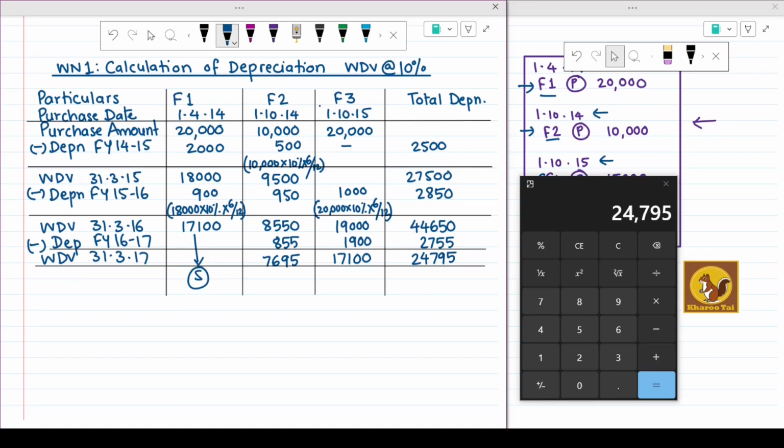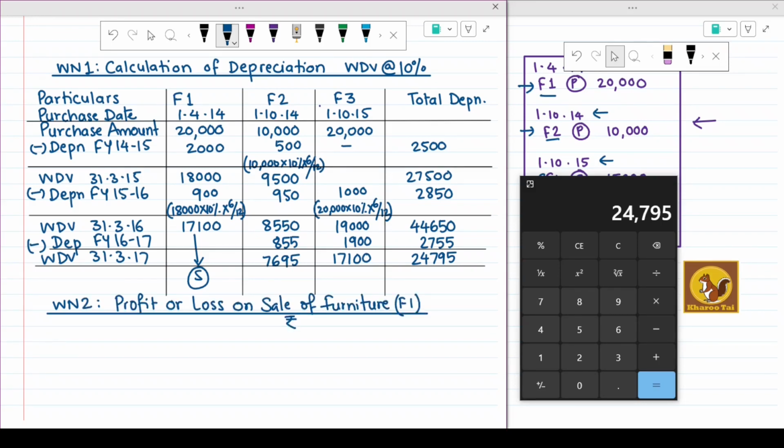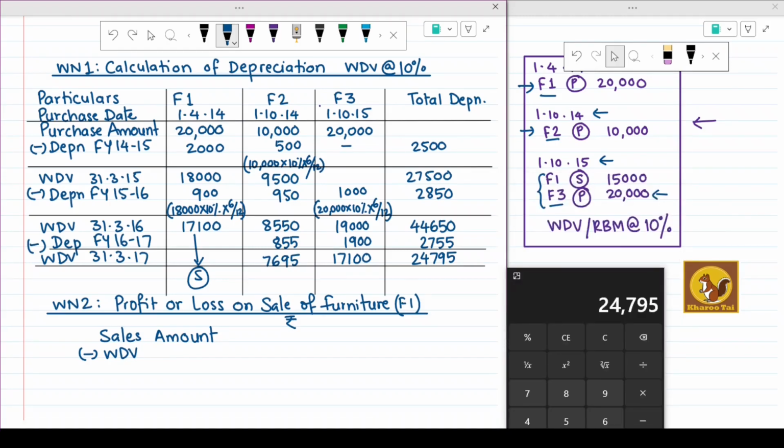So now we can do the working note 2 for finding what was the profit or loss on the sale of asset. Furniture 1 was sold, so we will need sales amount. From that we will reduce WDV. Which WDV? WDV as on date of sale. When was it sold? On 1st October 15. This WDV is as on 1st October 15.